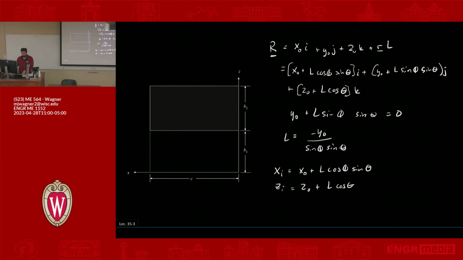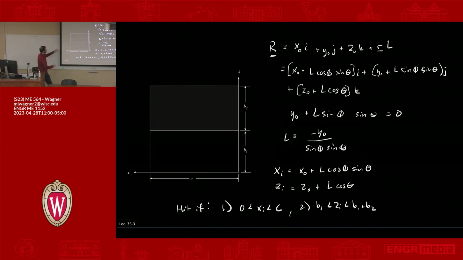So those conditions for this particular problem would be, hit if, first, 0 is less than xi is less than c. So if our hit coordinate is in between c, right? It's in this range of c. That is requirement 1. Requirement 2 would be, we want the z coordinate, zi, to be between b1 and b1 plus b2. So it's got to be up here.